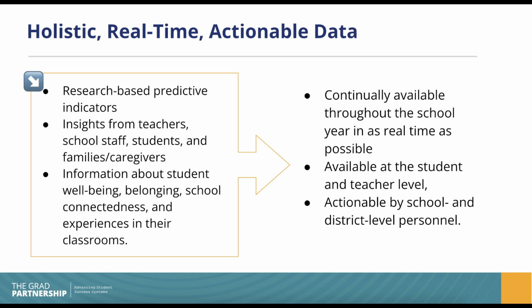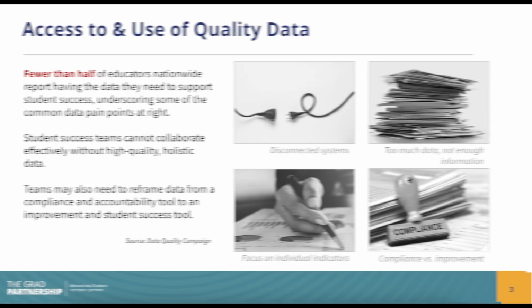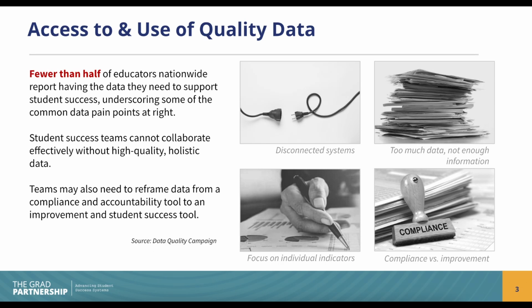Teams analyze the predictive indicators, measures of well-being, and collect insight from staff, students, and families to understand root causes and plan interventions. To support high-quality student success teamwork, these data should be continuously available at both the individual student and group or whole school level, as well as actionable by school and district level personnel. Despite the critical role data play in improving student outcomes, less than half of educators nationwide report having the data they need to support student success.